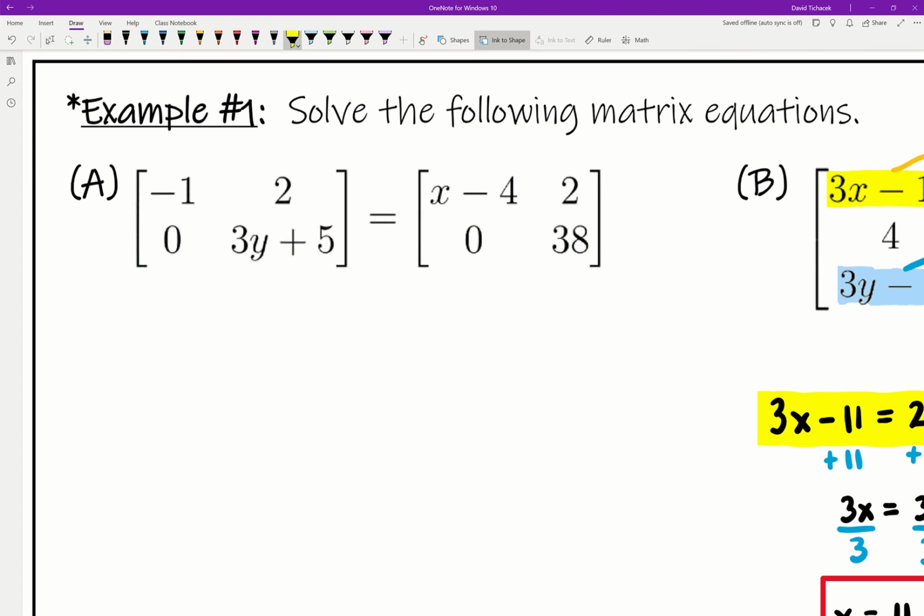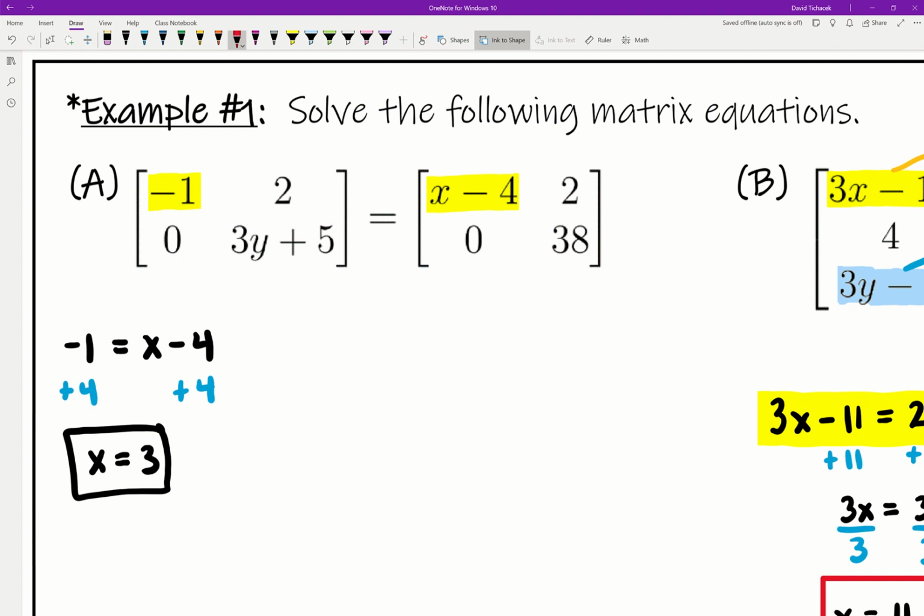If we have an example like this, part A, where this entry is x minus 4, the corresponding entry in the other matrix would simply be -1. All we have to do is say that these are equal to each other, because the overall matrices are equal, since we see the equal sign in between them, right? So all we have to do is solve this equation really quickly. We can add 4 to both sides. X is going to be equal to 3 in that first case, okay?